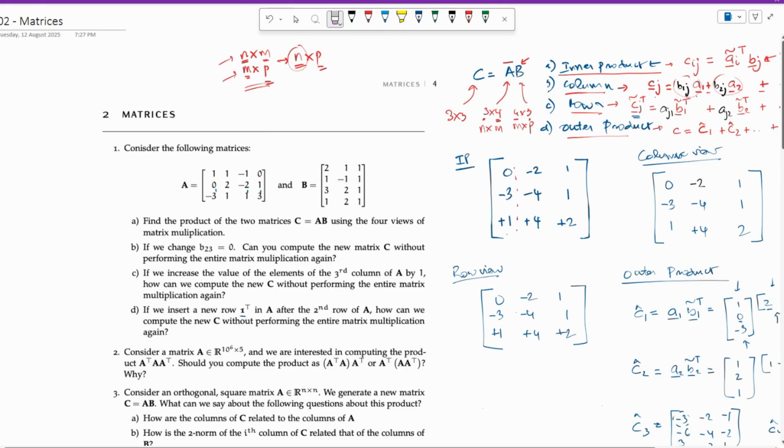I'll add one more, and then I'll leave it there. E. I insert one column after the third column of A, and I insert one row after the third row of B. Now, what is the shape of the new C? In fact, can I first multiply? What is the shape of new C?